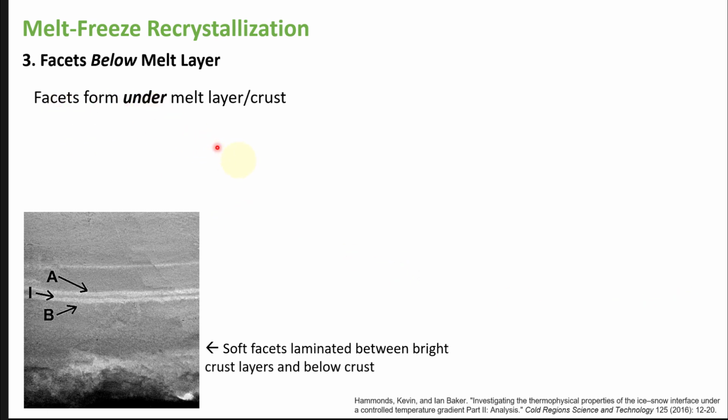So that means you have facets that are directly under the layer rather than on top of it, which was the dry on wet facets that we talked about before. And so here's a profile or cross-section of a layer that's been illuminated in a way that you can actually see these facets, a lower density facet layer that's actually sandwiched or laminated between two brighter melt crusts in the snowpack. And this phenomenon has been discussed extensively, actually, over the last several decades.